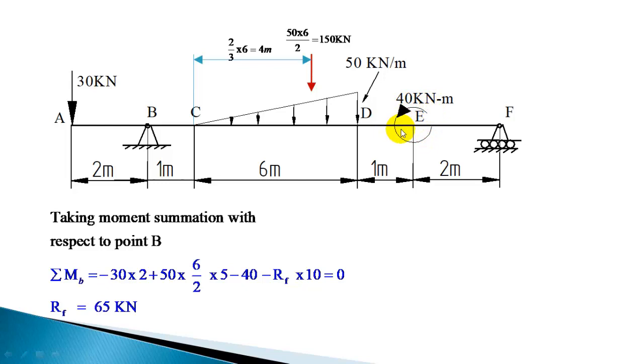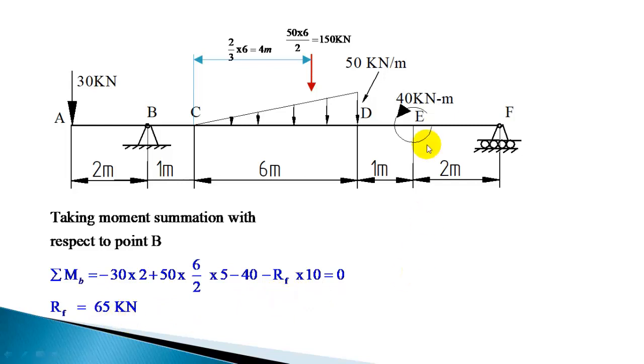Again this couple is acting, so minus 40, the moment of the couple is minus 40 since it is anti-clockwise. Then this reaction RF will produce a counterclockwise moment, and the distance of that support is totally 10 meter. So minus RF into 10 is equal to 0. So you can find out RF as 65 kN.